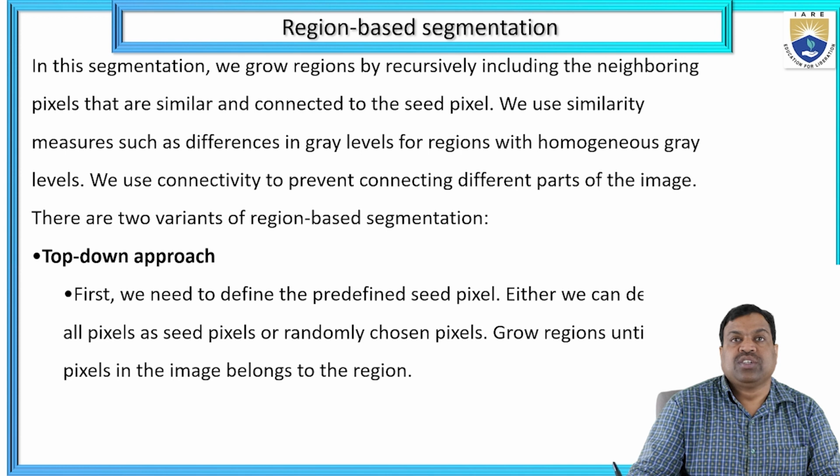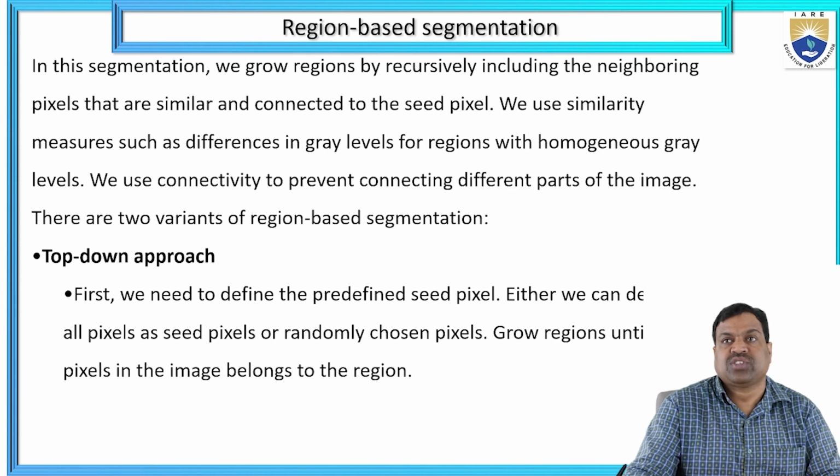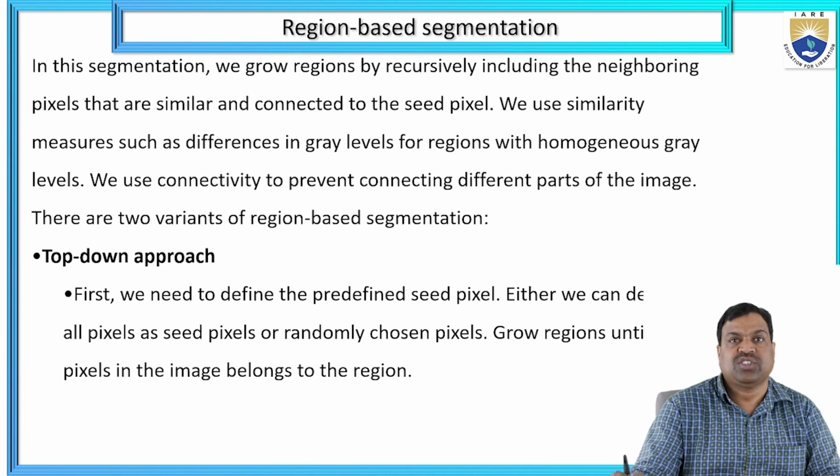In this segmentation, we grow regions by recursively including the neighborhood pixels that are similar and connected to the seed pixel. We use similarity measures such as differences in gray levels for regions with homogeneous gray levels. We use connectivity to prevent connecting different parts of the image. There are two variants of region-based segmentation: the top-down approach and the bottom-up approach.